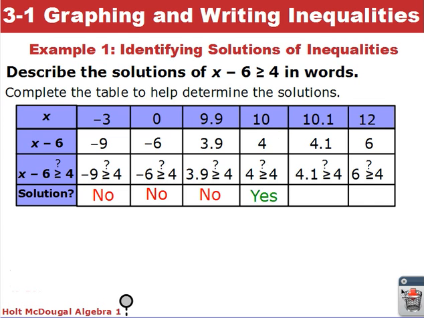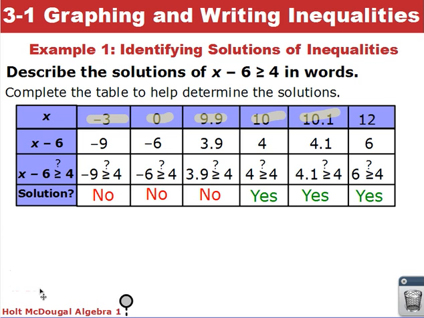Is 4 greater than or equal to 4? Yes, so we have a solution because 4 does equal 4, and that bar tells us 4 will be a solution. And x is 10.1. We get 4.1. Is 4.1 greater than or equal to 4? Again, the answer is yes. And the last one we can check. When x is 12, 12 minus 6 is 6, and 6 is greater than or equal to 4. So again, notice we picked x to be negative numbers, we picked 0, and we picked some positive numbers. Always pick some negative, test negative, 0, and positive numbers.